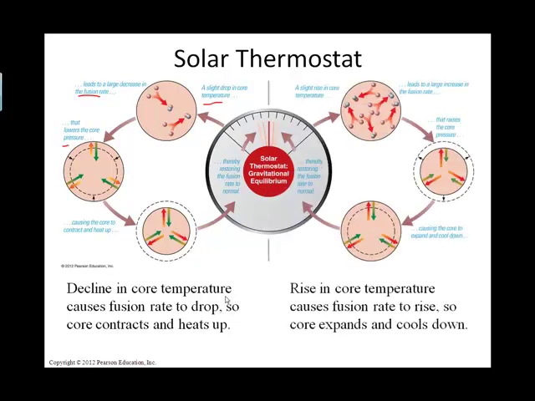Put another way, if you have a rise in core temperature, your fusion rate will increase, your core pressure will rise, and your core will expand, and then your core temperature will fall because your core expands. So in this sense, the sun's core, just as the cores of other stars that are in a nice equilibrium situation, has its own thermostat where it won't overheat.